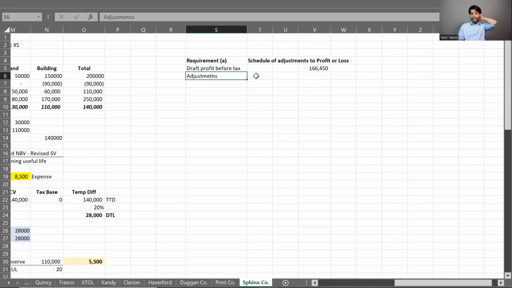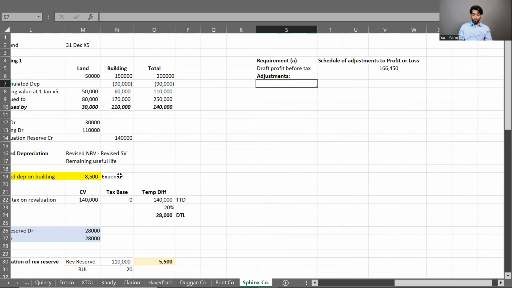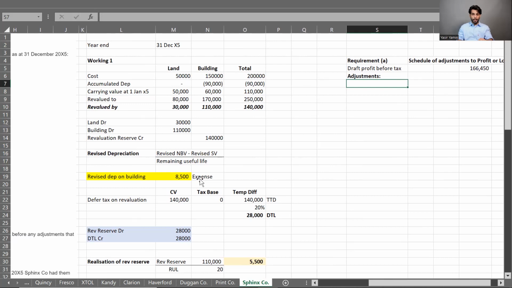Now remember, we had a variety of adjustments. Many adjustments we had. So the first adjustment would obviously come from working number one. Let's go working by working. The first expense adjustment that we had to do was the revised depreciation on buildings, 8,500. So I would refer to working number one, revised depreciation on buildings. Yep, this is it, right? Then just go on and look at your workings. Just find out where you had some expense highlighted.